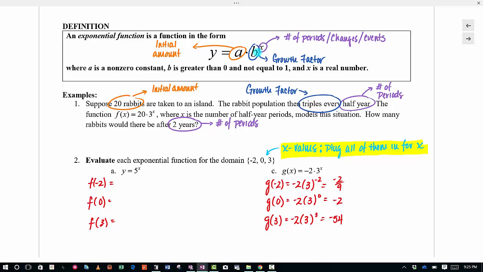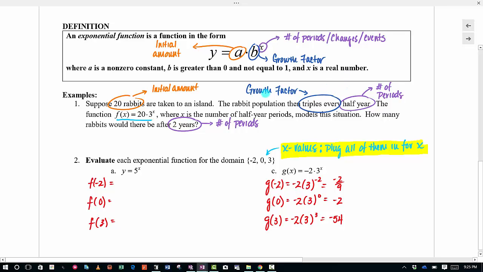So this one talks about an island of rabbits. There's 20 rabbits on this island, but the population triples every half year. And that's kind of every piece of the information, even though they give us the function right here, we could have written that without that function being there, because the 20 rabbits is our initial amount. That's always your A value, always. So whenever they say that here's an initial amount of rabbits or initial amount of dogs or bacteria or money, that's always going to be your A value. That'll always go out front.